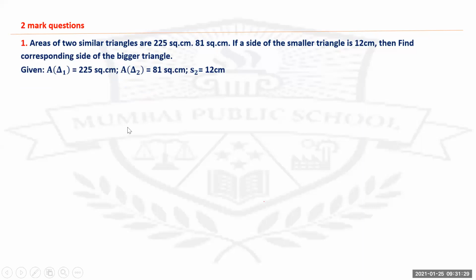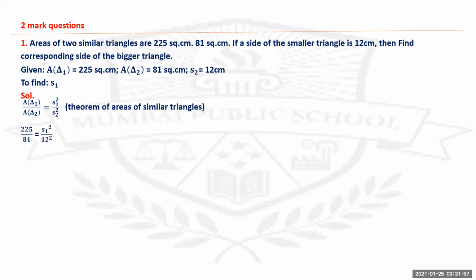Given, check. Area of triangle 1 is 225 square centimeters. Area of triangle 2 is 81 square centimeters. Side 2 equals 12, to find side 1. Area of triangle 1 upon area of triangle 2 equals side 1 square upon side 2 square. Let's substitute the given values. So 225 upon 81 equals S1 square upon 12 square.